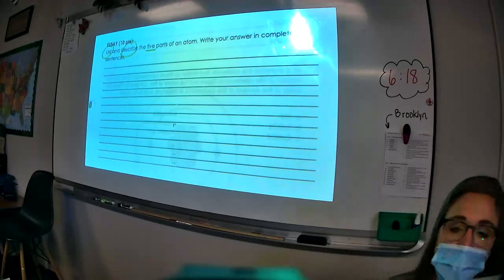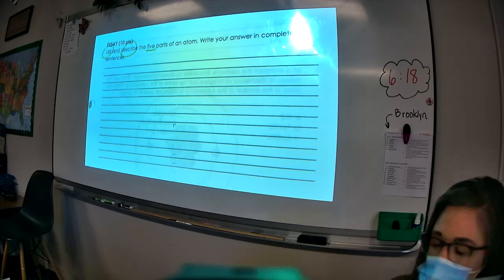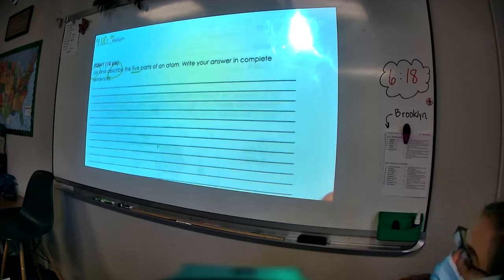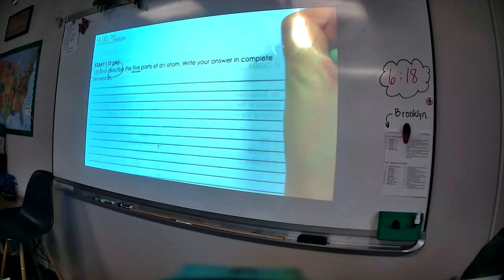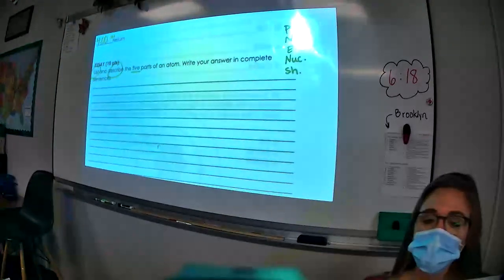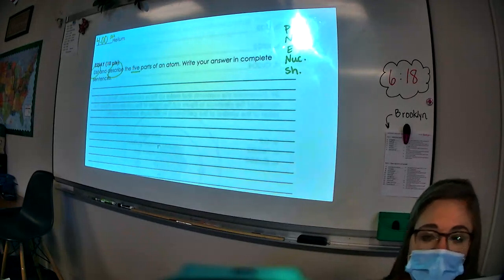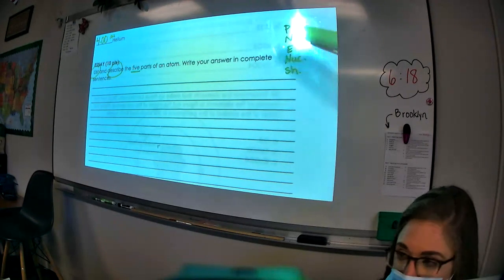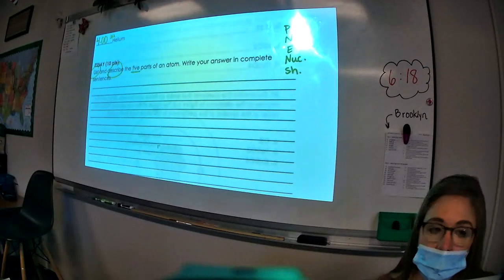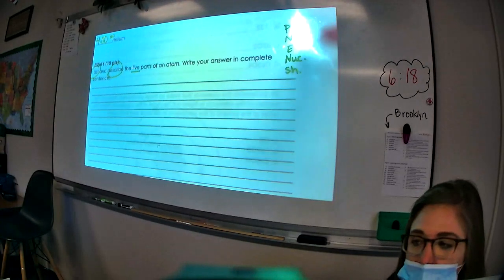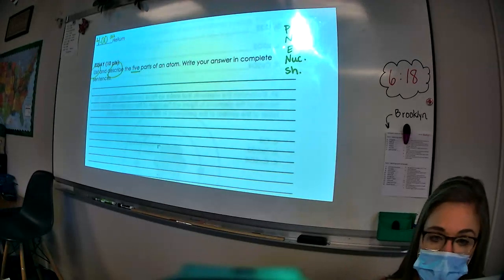Someone name for me the 5 parts of an atom. Bella? Protons, neutrons, electrons, nucleus, and shell. Now, I'm going to go through these in order, and we're going to name and describe them. Every time I name it and describe it, I'm going to give it 2 check marks, one for listing it and one for describing it. That way I know I've hit all 10. Does that make sense? Yeah.